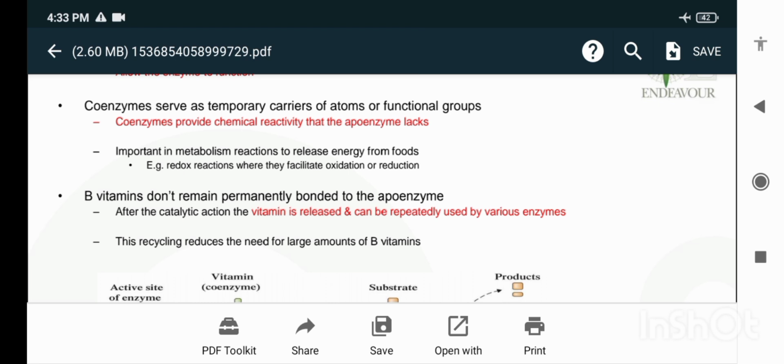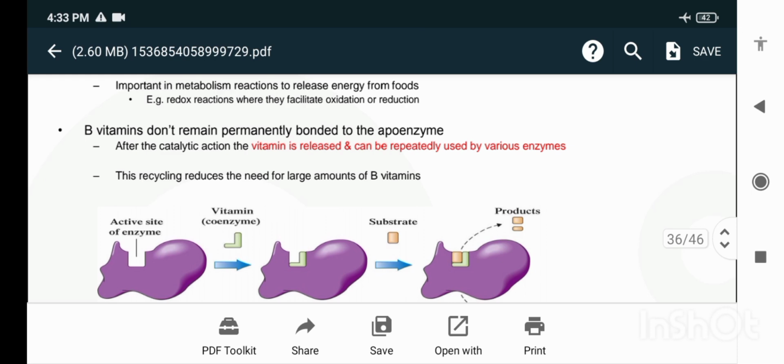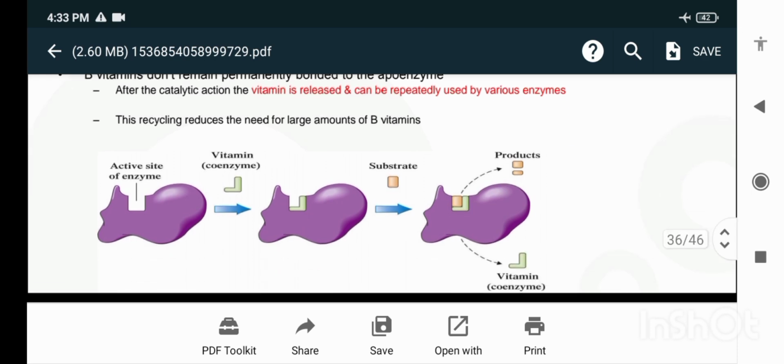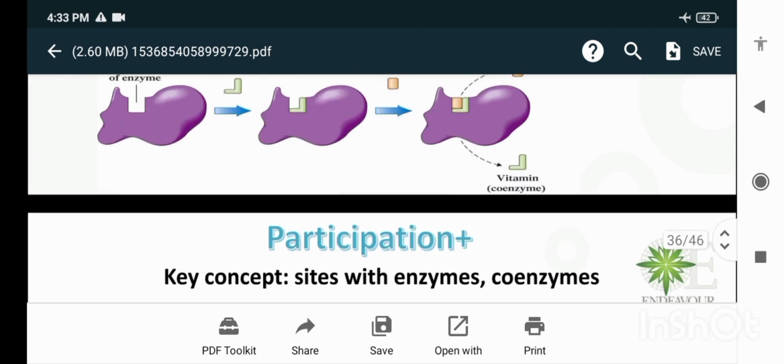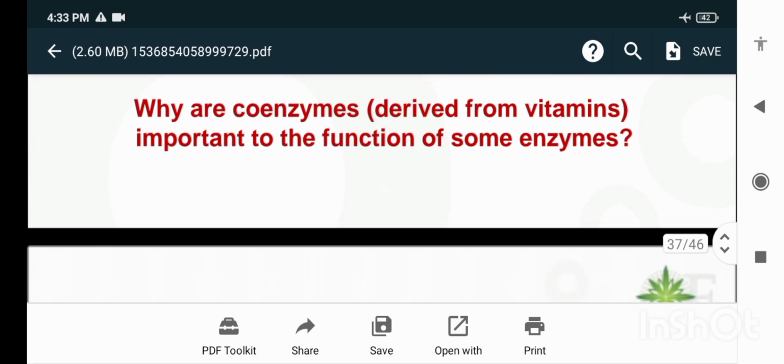Vitamin B does not remain permanently bonded to the apoenzyme. After the catalytic action, the vitamin is released and can be repeatedly used by various enzymes. This recycling reduces the need for large amounts of vitamin B.